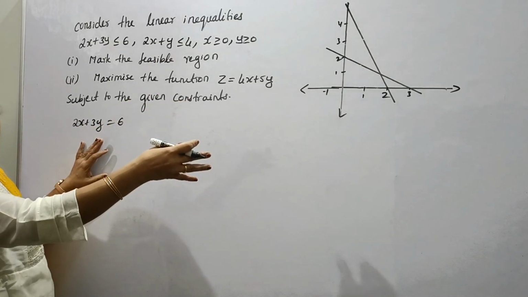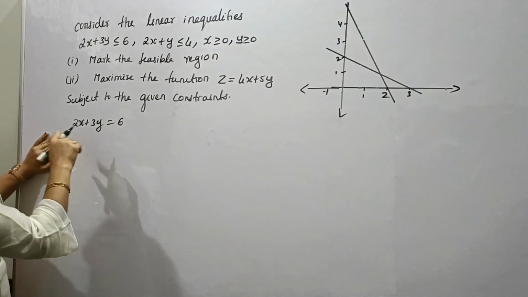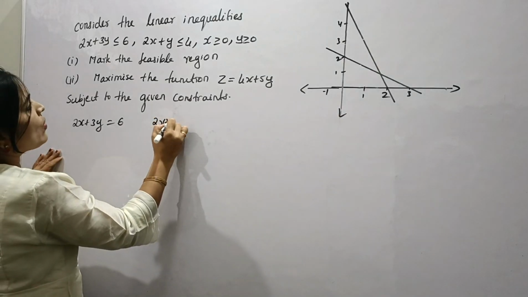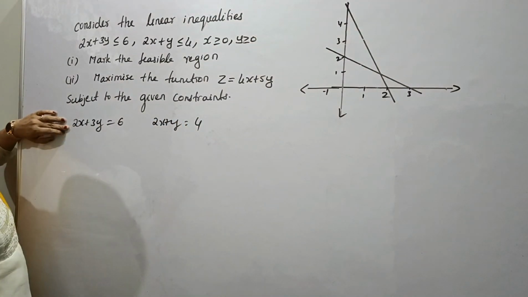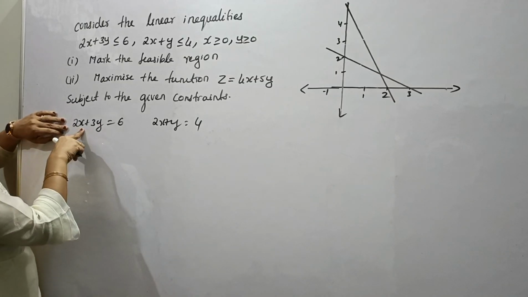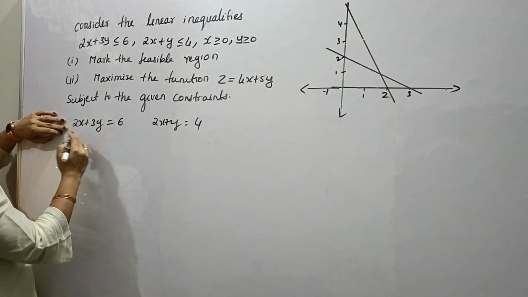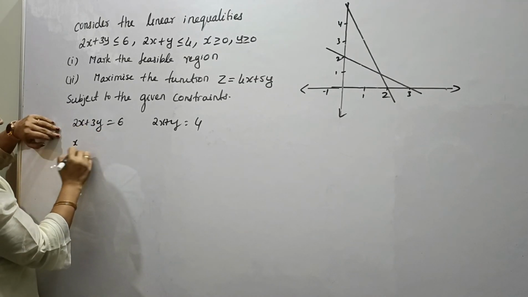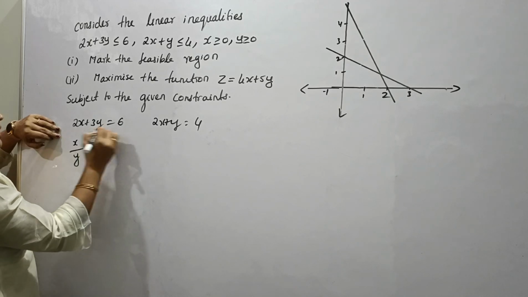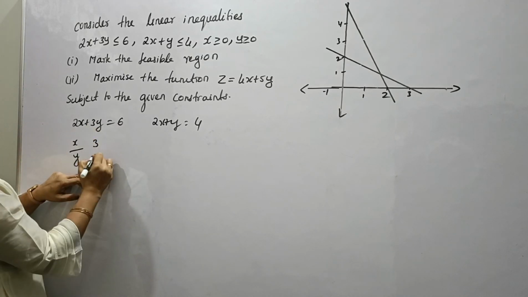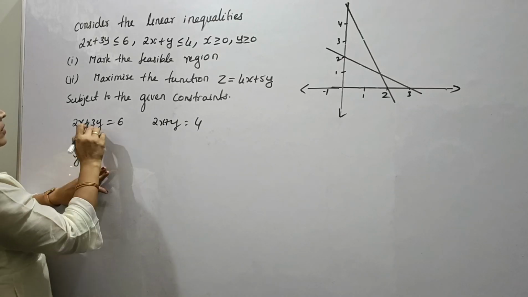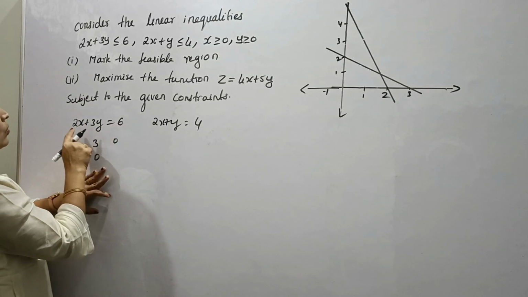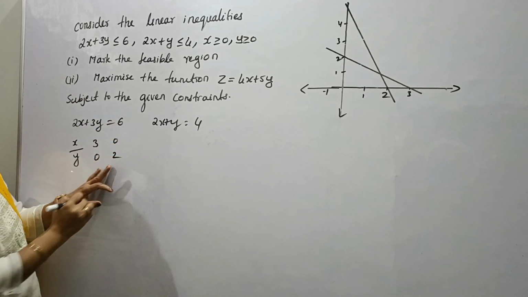Okay, to draw the graph. 2x plus 3y is equal to 6 and 2x plus y is equal to 4. Then only two values are enough. Put x is equal to 3, what will we get? When x is equal to 3, y is equal to 0. When x is equal to 0, y is equal to 2.